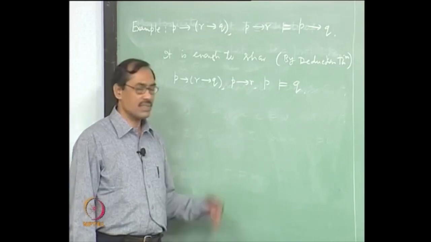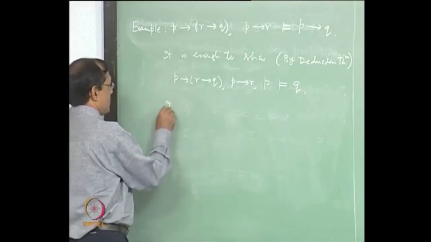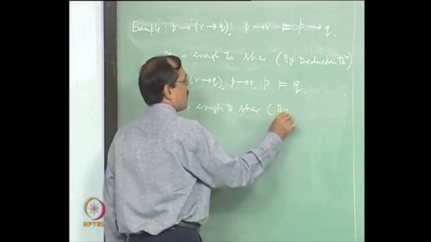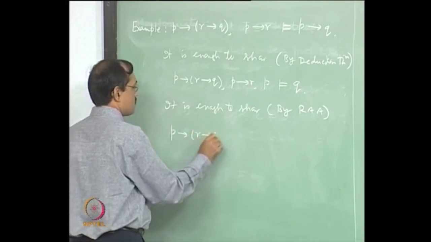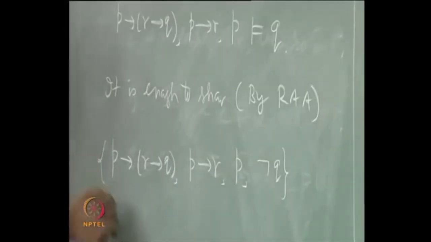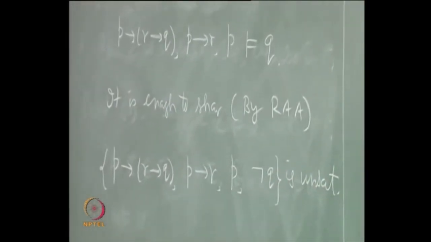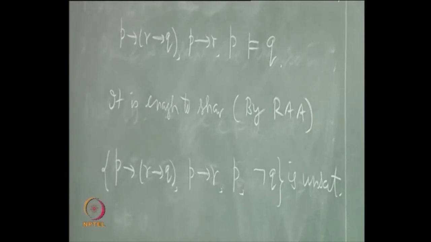Clear? Now suppose you want to use reduction ad absurdum. Now onwards, what will you do? Again you can say it is enough to show by reduction ad absurdum that P implies R implies Q, P implies R, P and not Q is unsatisfiable. How do you proceed? That again is easy. The same way you can argue.